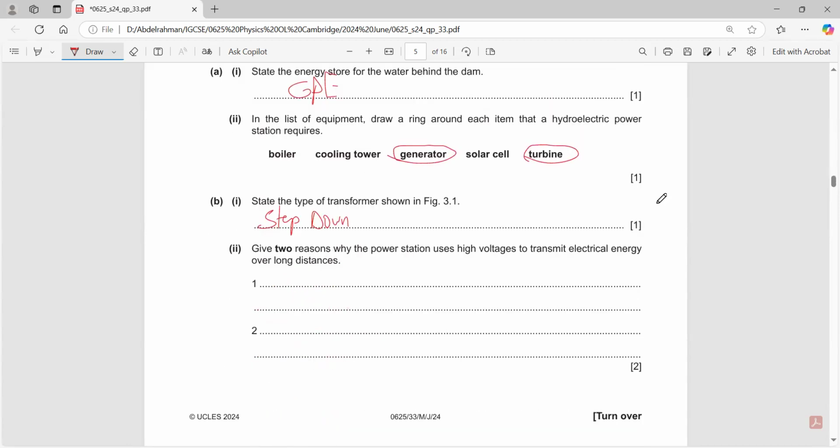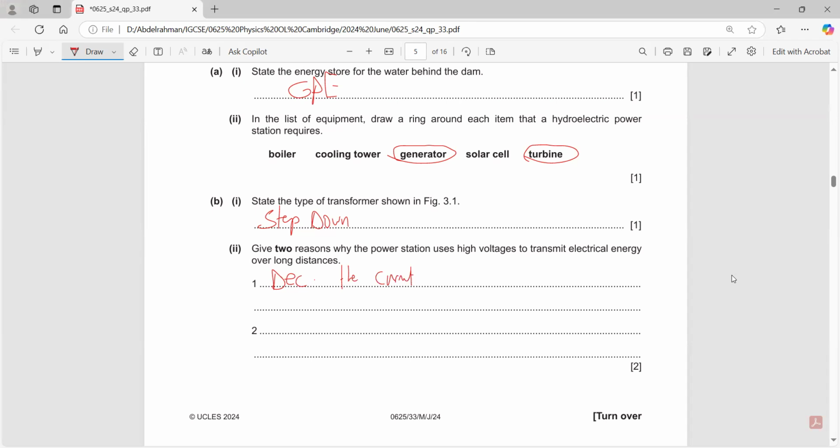Give two reasons why the power station uses high voltages. Why do we use high voltages? To reduce the energy lost. How do we reduce the energy lost? By decreasing the current? Yes. No, not easier transport. It's not about easing the transport. Decreasing the current.